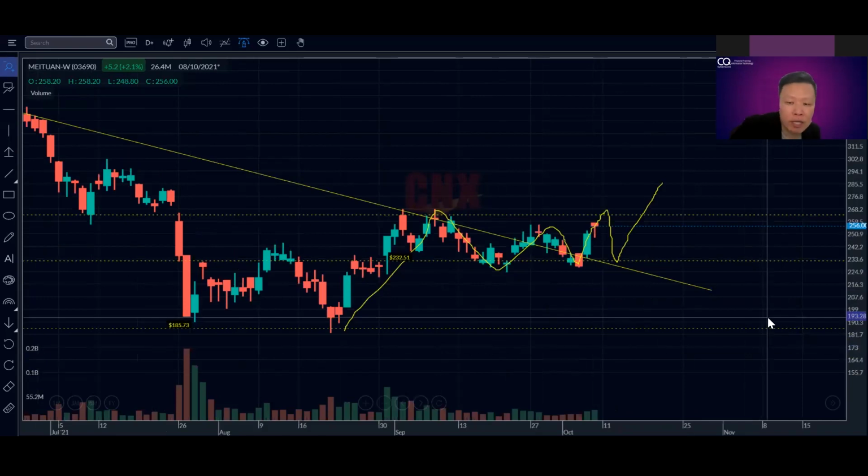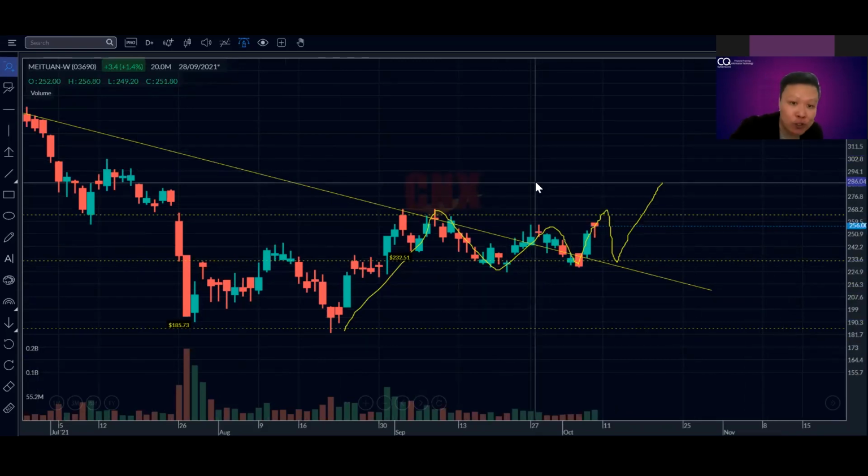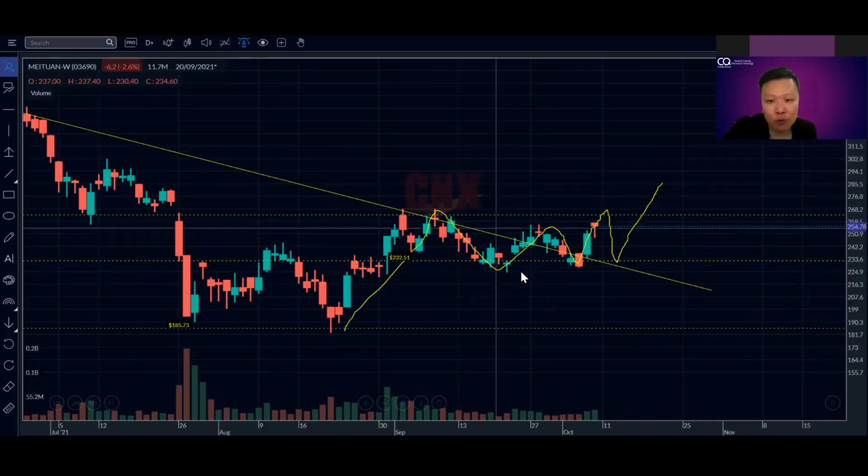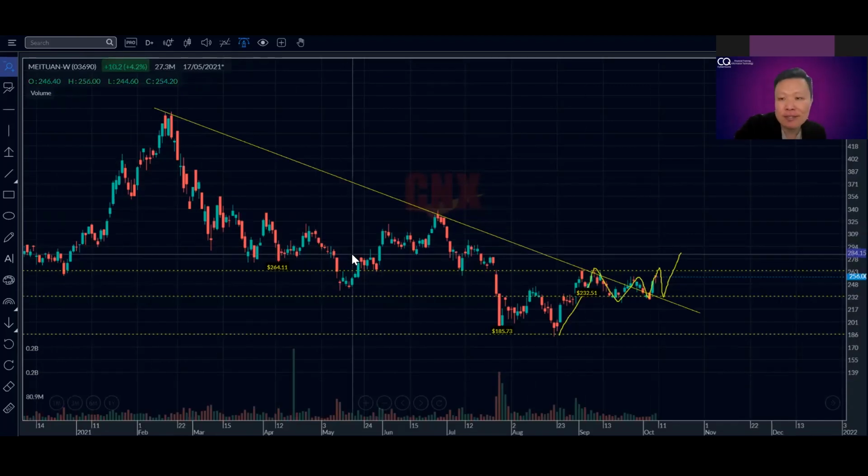So this is Meituan. If you ask me among these four, Tencent, Alibaba, Meituan, or JD.com, I would think probably I will choose Meituan. All right. And the last one is Kuaishou.